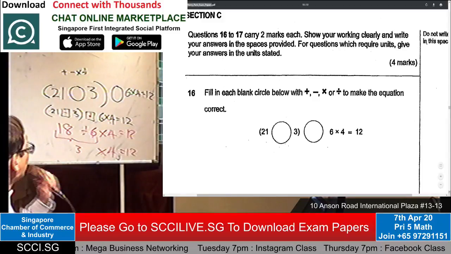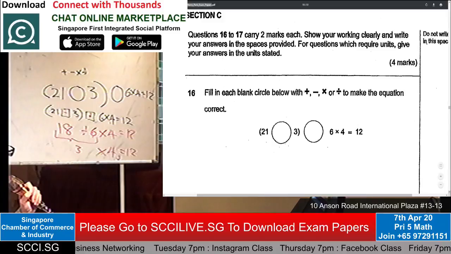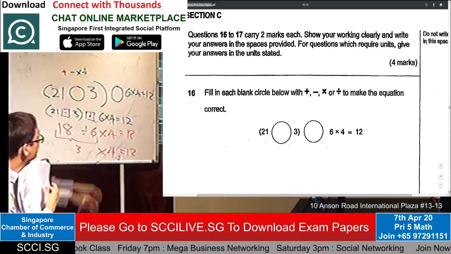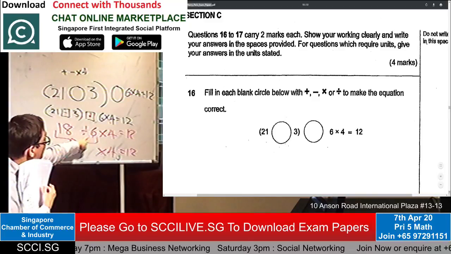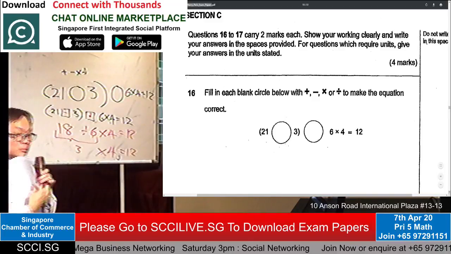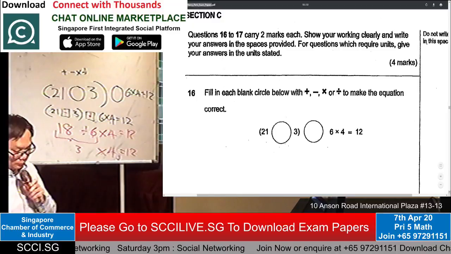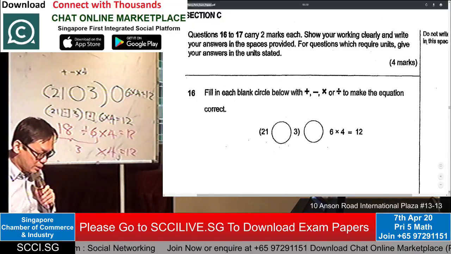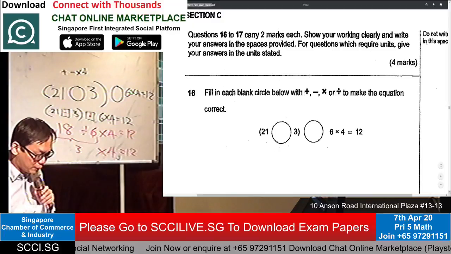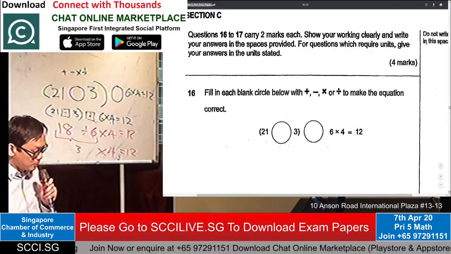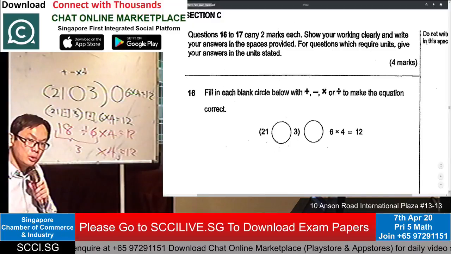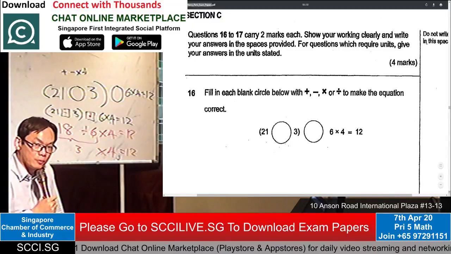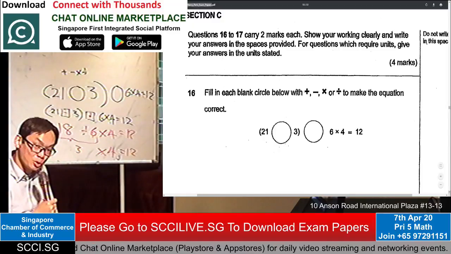Using trial and error itself, try to work out this one. As you can see, if you use 21 minus, it is 3. So if it's 3 times 4, then you get 12. Because of section B, each of them carry 4 marks. Remember, question 16 carries 4 marks. So this is not an easy question. Because of the 4 marks, I think you should spend some time to make sure that it's correct.